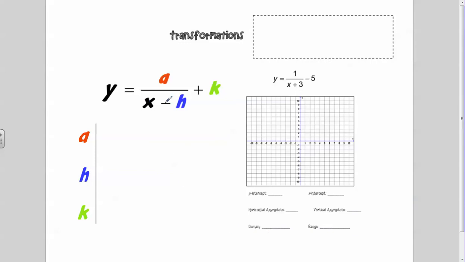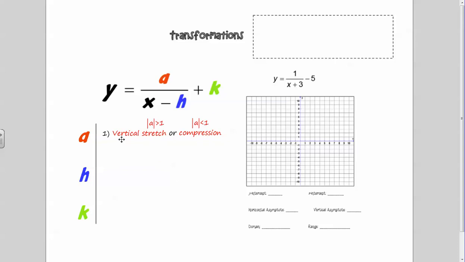The values used for our transformations will not be unfamiliar to you. We have our a, our h, and our k. So y equals a over x minus h plus k.